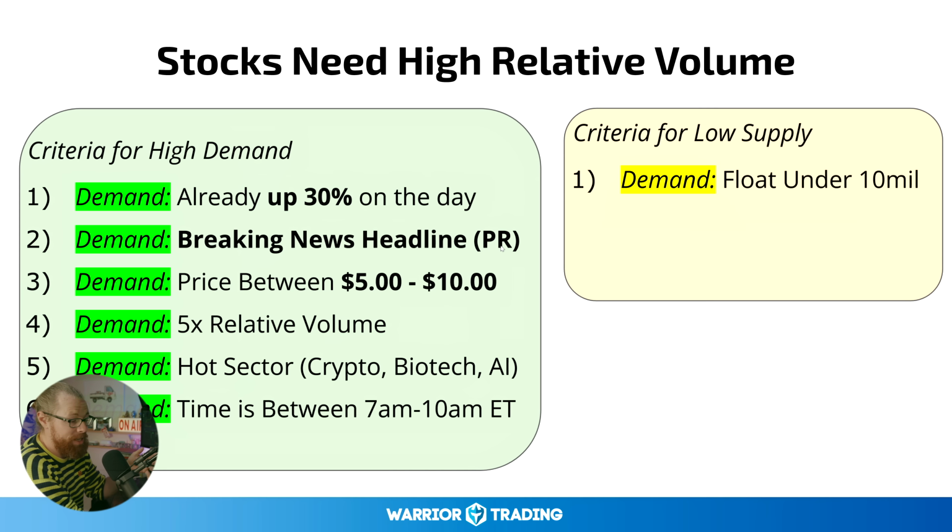There are times when we have big moves without news, although it's not as common. Number 3, when the price is between 5 and 10, that's the sweet spot. Between 2 and 20 is acceptable. Number 4, when we have 5 times relative volume, that's a good reflection of demand.